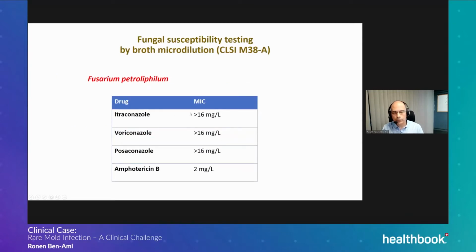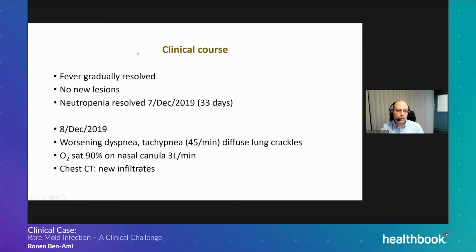This is the antifungal susceptibility testing that was obtained using broth microdilution. This isolate was completely resistant in vitro to azoles, voriconazole, posaconazole, and itraconazole, as we often see with solani complex. And the MIC for amphotericin B was 2 milligrams per liter. So from here on, the patient seemed to be improving, fever gradually resolved, there were no new skin lesions, and her neutropenia resolved after 33 days.